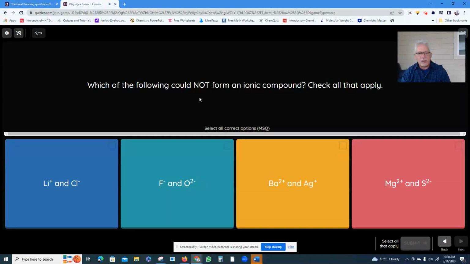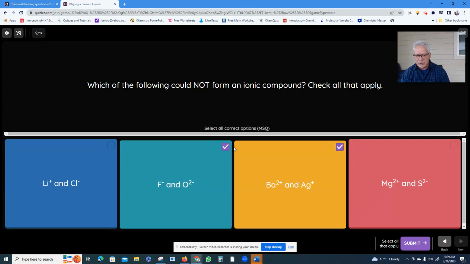Which of the following will not form an ionic compound? It should be something that will have elements with a small difference in electronegativity. I will select fluorine and oxygen because they are very close to each other, while the rest are metal. Actually, these are also two metals, so I will select these two.